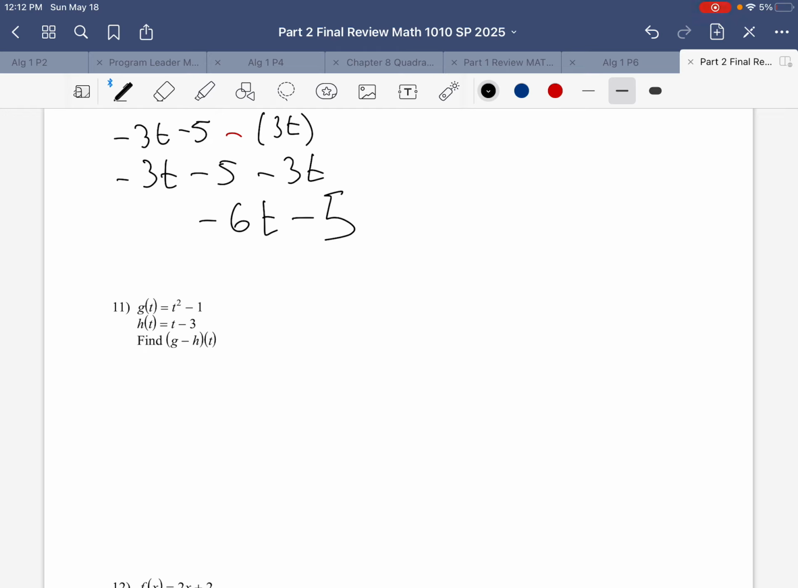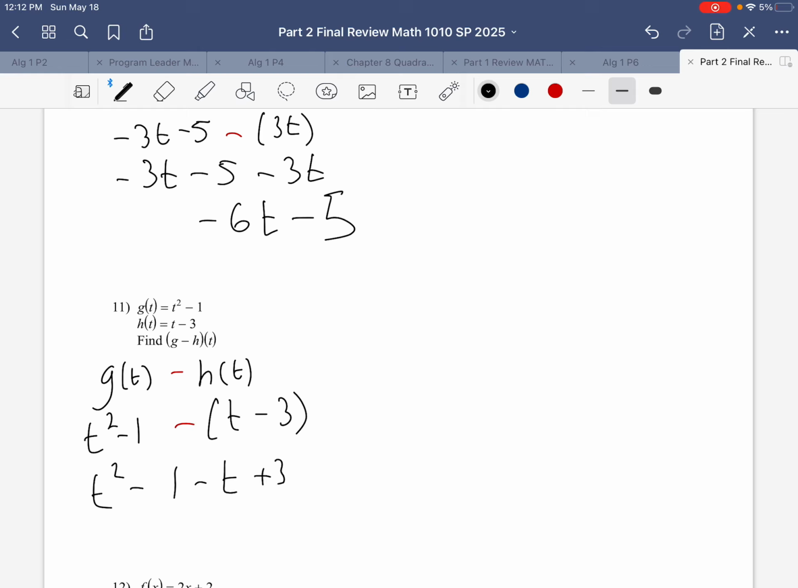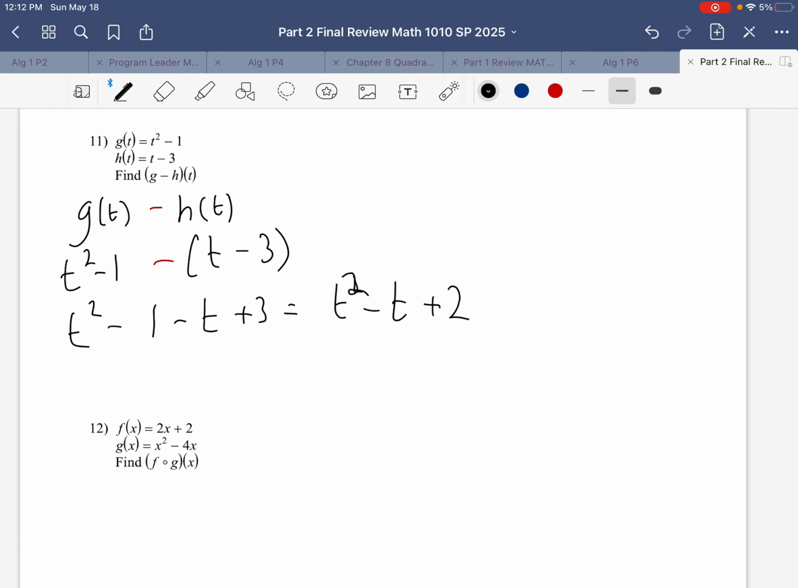For number 11, we're subtracting again. G of t minus h of t. T squared minus 1 minus t minus 3. Or t squared minus 1 minus t plus 3. This is t squared minus t plus 2.